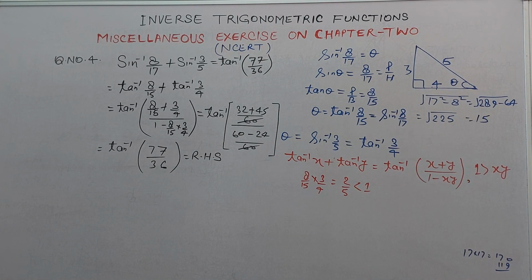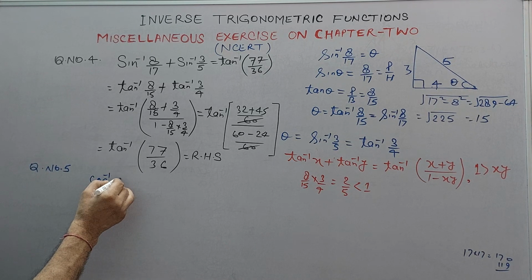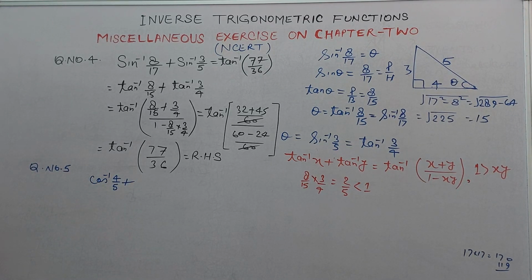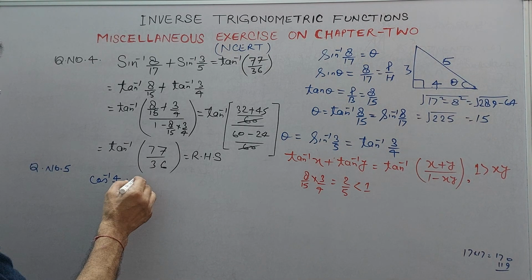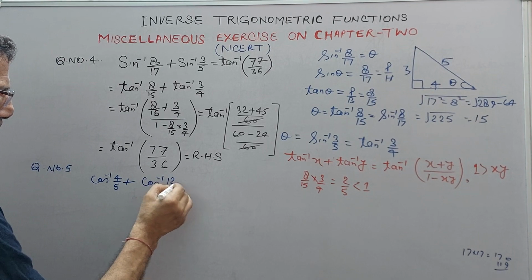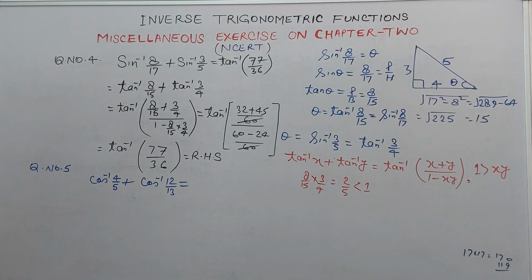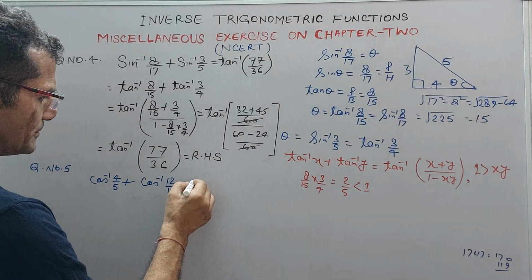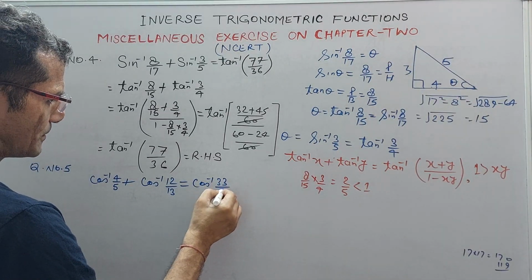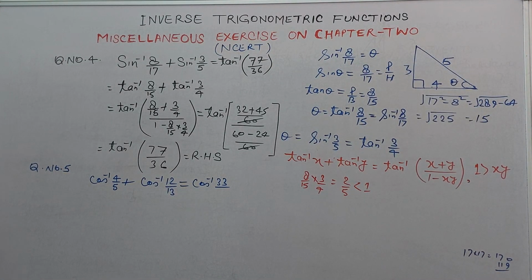Now next question, question number 5. Cos inverse 4 by 5 plus cos inverse 12 by 13 is equal to cos inverse 33 by 65. Cos inverse 33 upon 65.